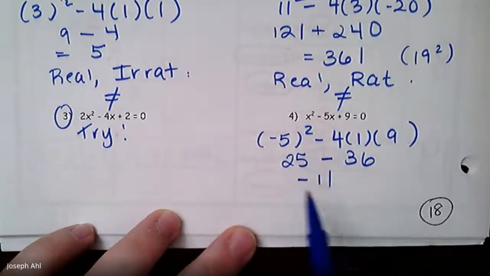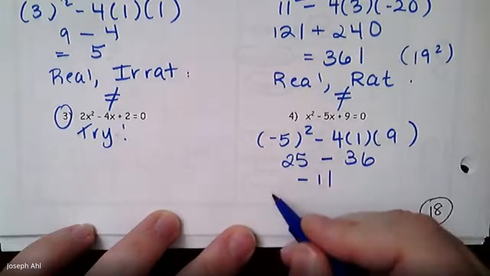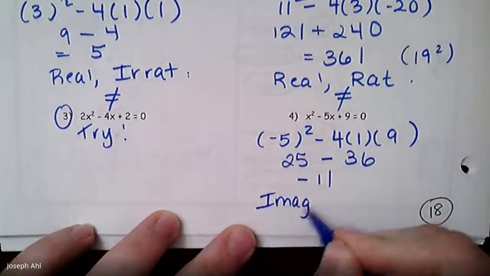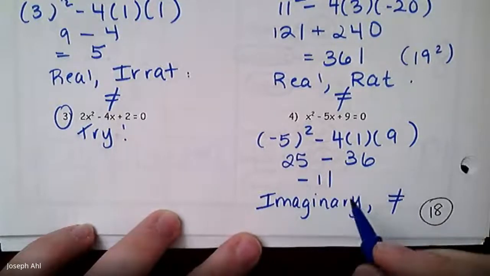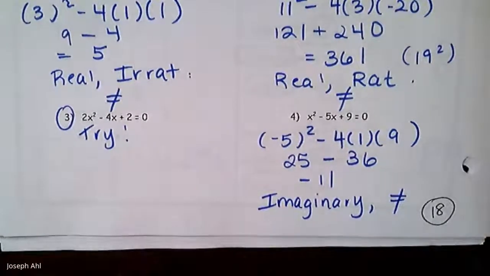So if the discriminant value is negative, what does that tell me about the roots? Definitely that they are imaginary. And imaginary roots are always unequal. Like I mentioned earlier, imaginary roots always come in that thing called a conjugate pair.